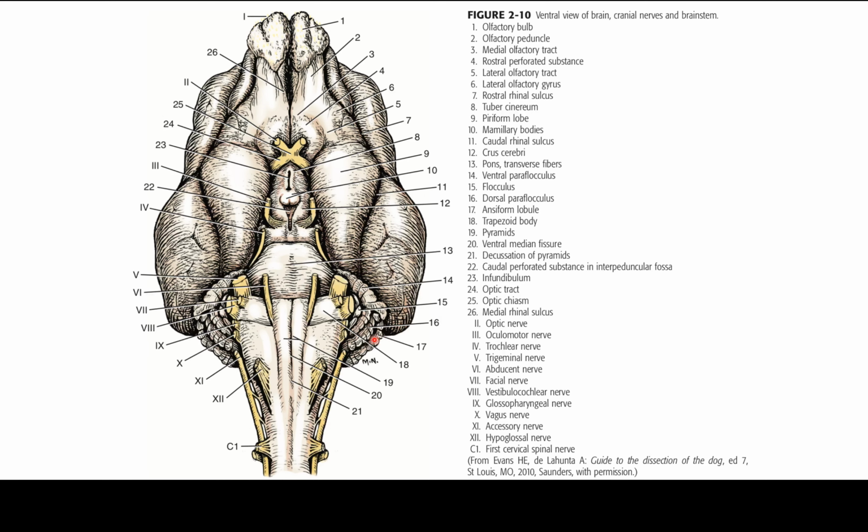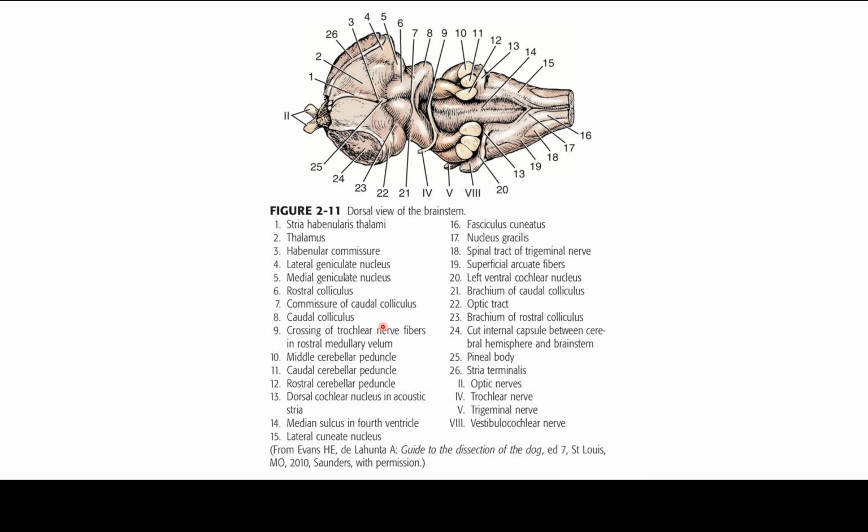The rostral medullary velum forms the roof of the fourth ventricle between the caudal colliculi of the mesencephalon rostrally and the midventral surface of the cerebellum caudally. As seen on the next figure, the crossing fibers of the trochlear nerves course through this velum.